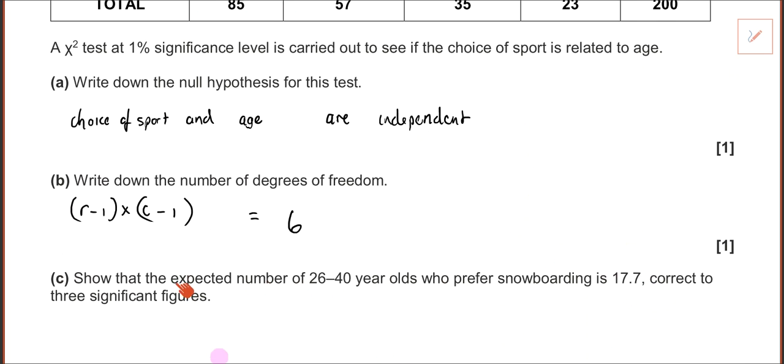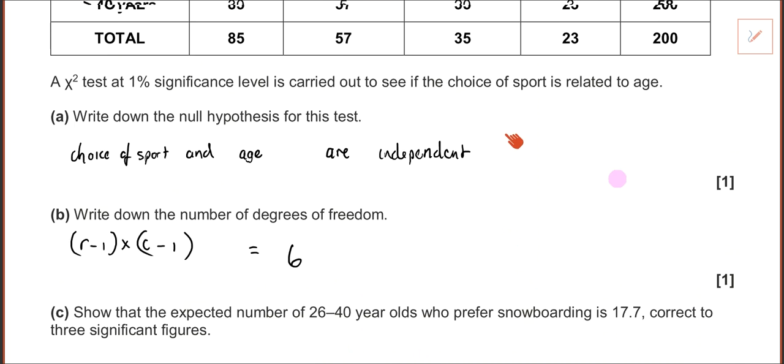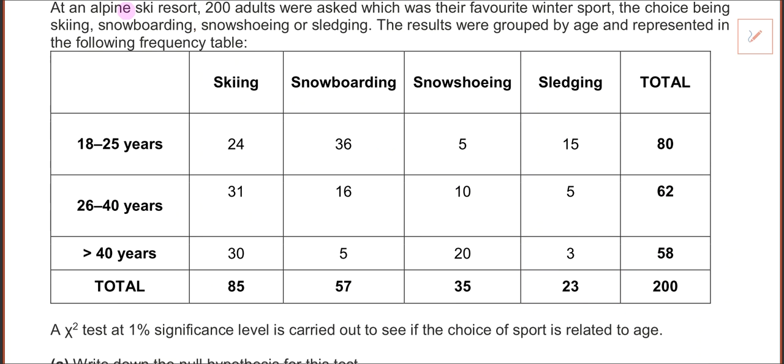Show that the expected number for snowboarding. So we are looking for snowboarding, this number here, yeah? Okay, so what do we do? This number divided by this number, multiplied by this number, divided by this number, times this number. I'm doing that, so that's how I would show it.